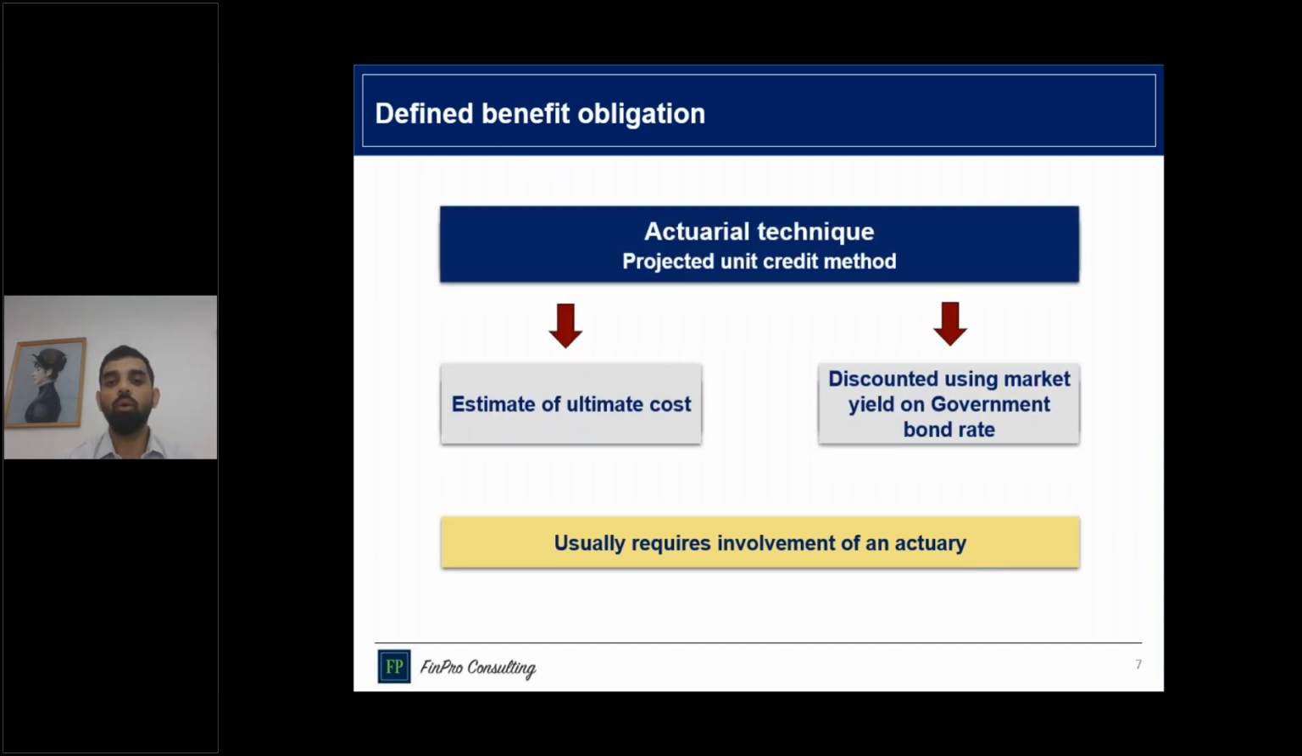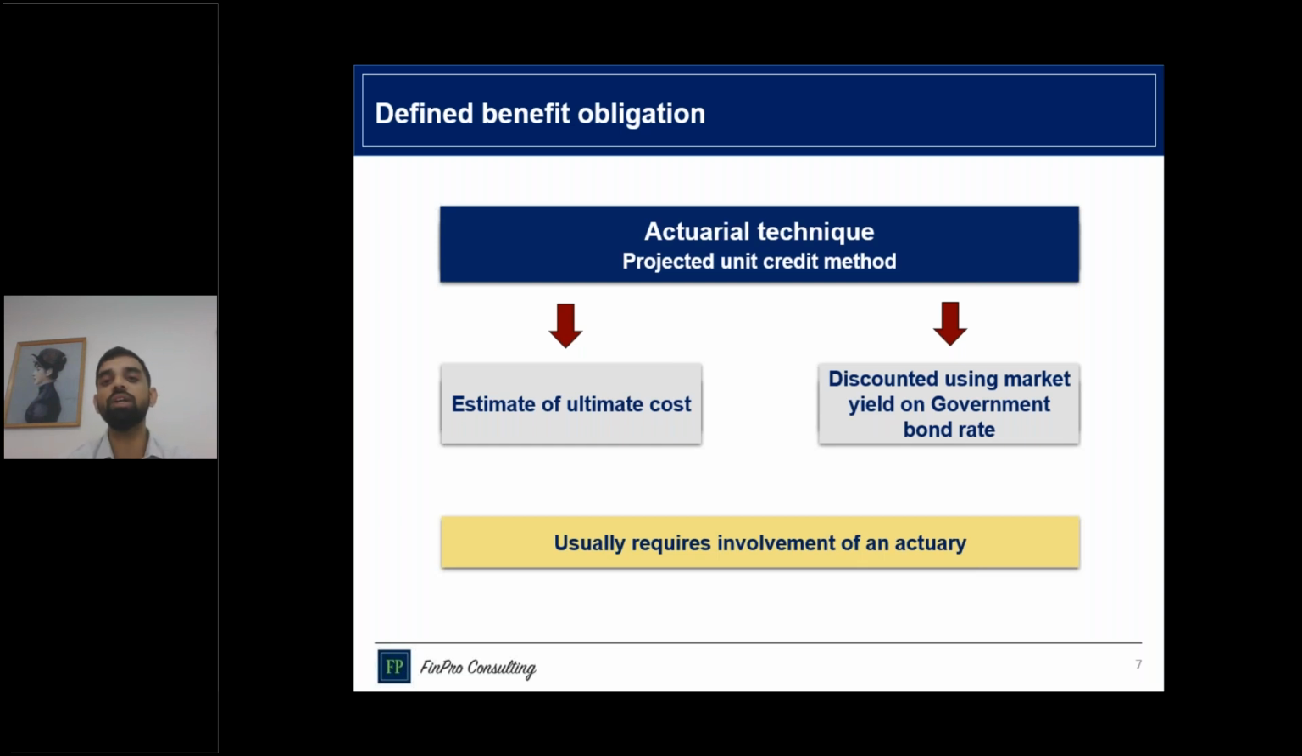So what is the actuarial technique that we are talking about? The actuarial technique which is used for the calculation of this defined benefit obligation or liability is called the projected unit credit method, which is nothing but an estimate of the total gratuity payable by the organization or entity, which is discounted using the market yield on government bond rate.